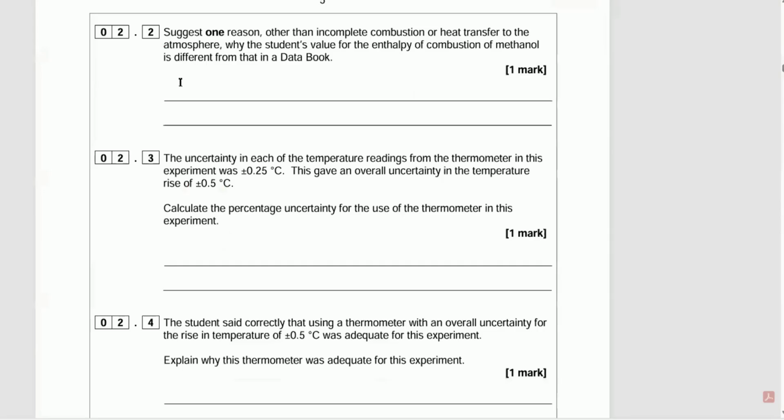So there are answers here. Normally, you can also say incomplete combustion, or you can say heat transfer to the surroundings or the atmosphere. So evaporation of the fuel, as it's a volatile solvent or volatile organic compound, evaporation of fuel, and heat transferred to copper calorimeter.